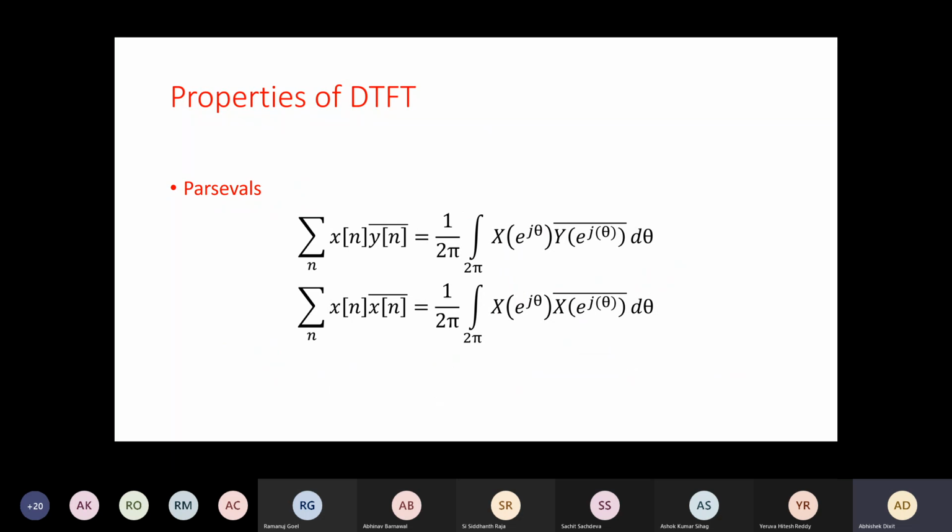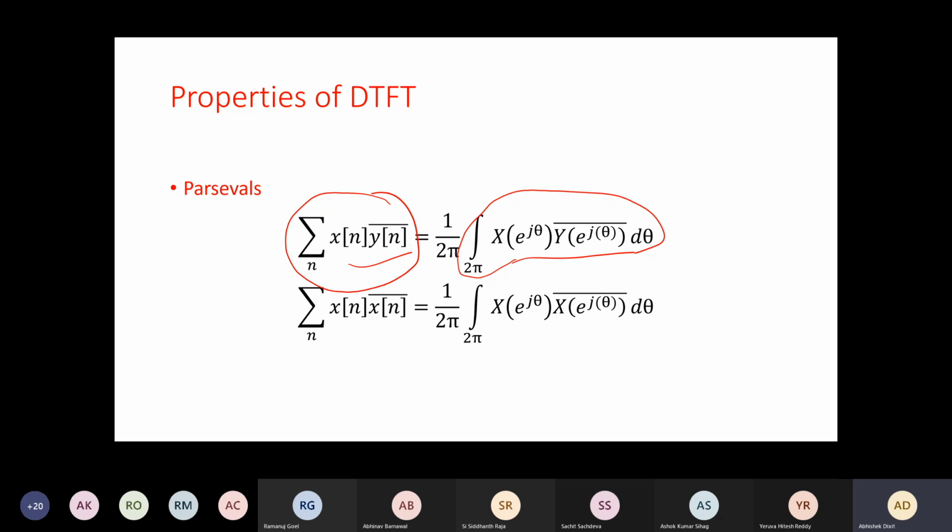Parseval's theorem, again, I will not go into the derivation of this, but the results. This is the inner product between two time domain signals, and this is the inner product between two frequency domain signals. So again, inner product is preserved. Preserved means what? If you have to compute this quantity, you can compute it in terms of this quantity also. So you can use whichever domain is more convenient to you.